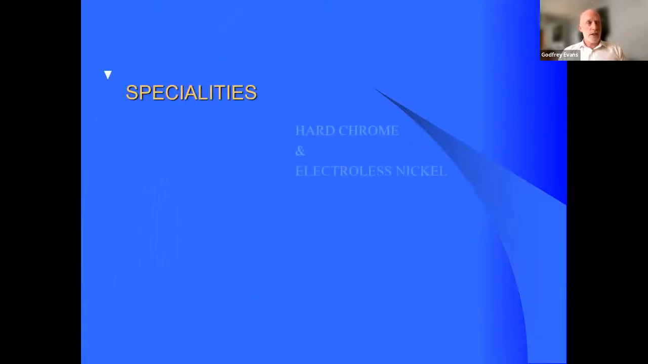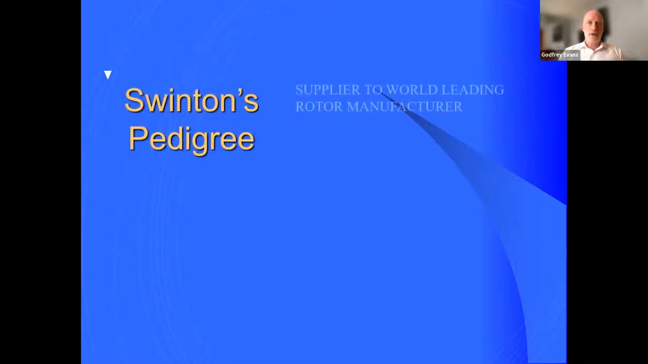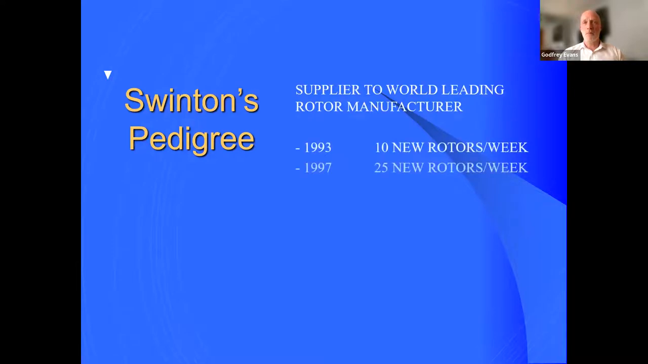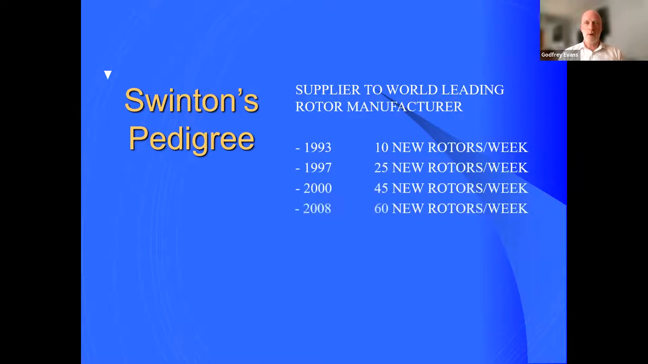So Swinton specialised, as I say, in hard chrome and electroless nickel, and pedigree extended shortly after I joined to include what we call mud rotors. Now, this is a piece of equipment. It's the prime mover for the drill bit on oil and gas rigs. So in 1993, we managed to produce 10 new rotors a week.